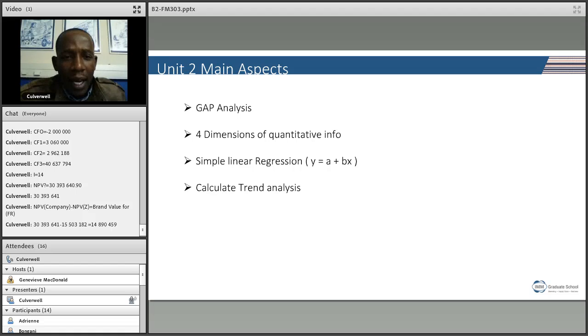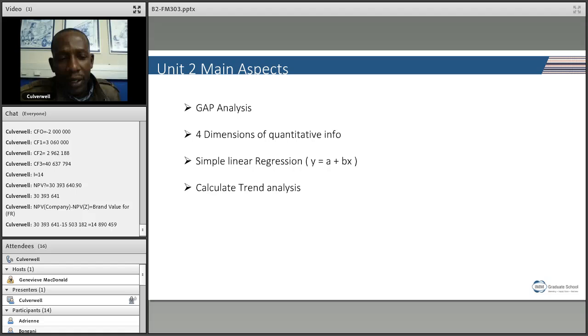Unit 2, you need to look at the gap analysis, which is the difference between the projected ideal versus what is currently on the ground, if it's projected or if it remains exactly as is. The 4 dimensions of qualitative information, just like what they did in the assignment, they can give you a case study, go and pick the value element in it, go and pick the volatility element.